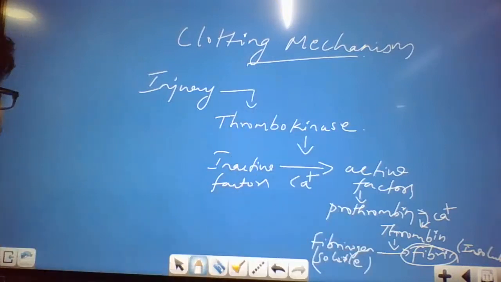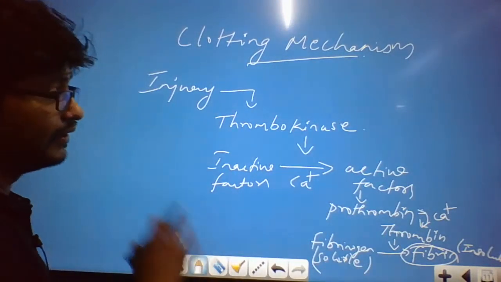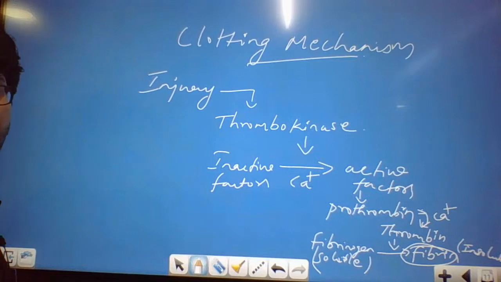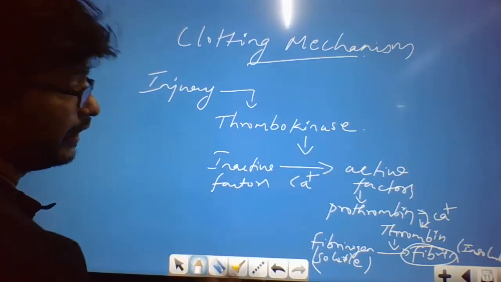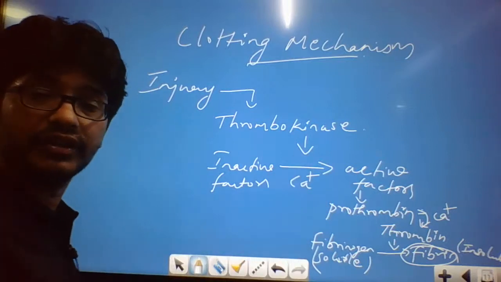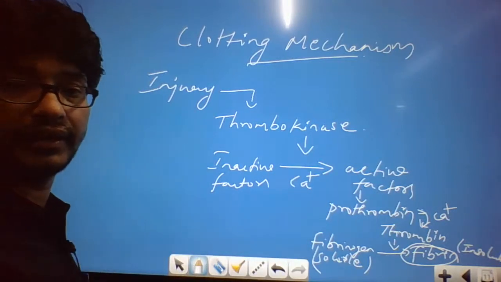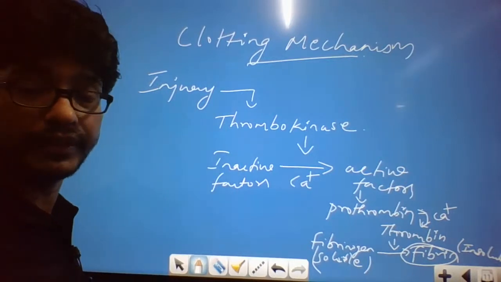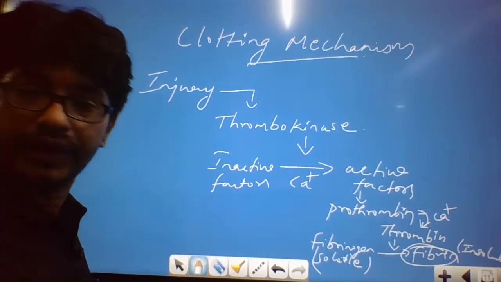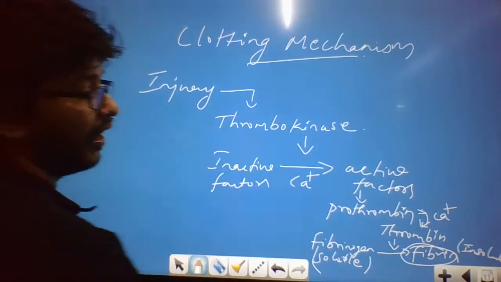I mean the mechanisms by which the blood gets clotted. So this is about the clotting mechanism. We're done with the blood, the components of the blood, the plasma, and we also discussed the formed elements. Next we move on to the human heart.